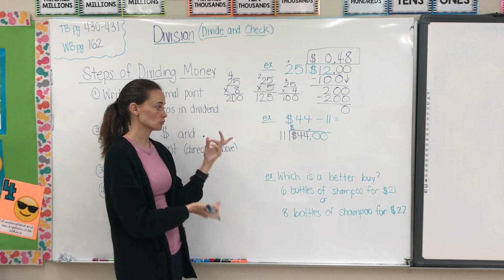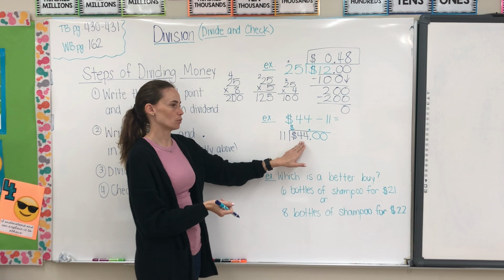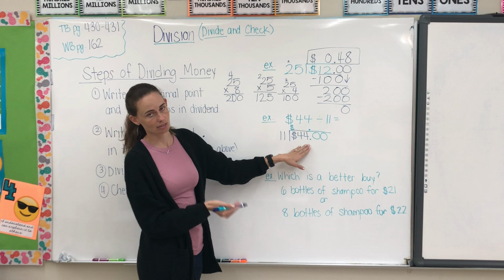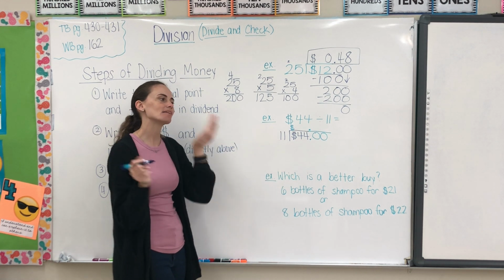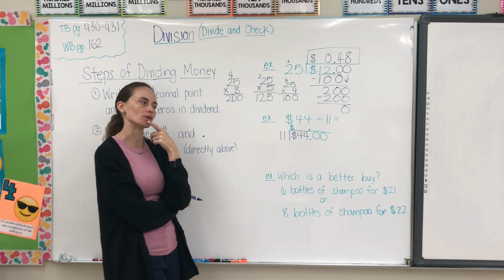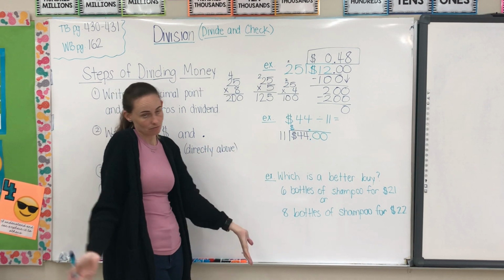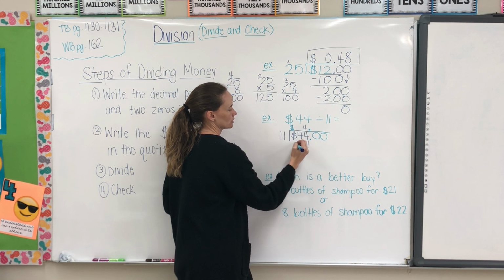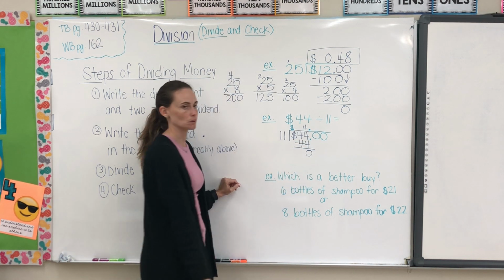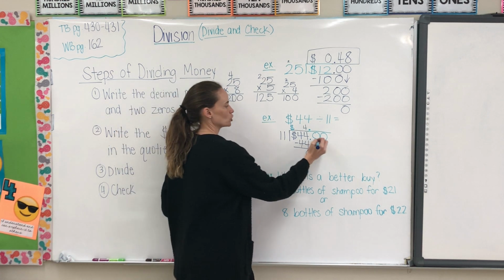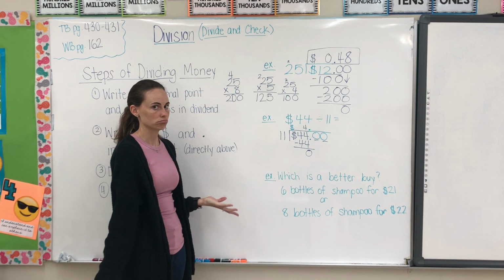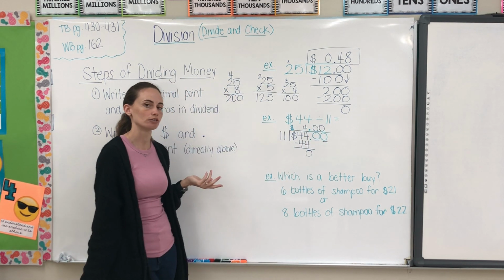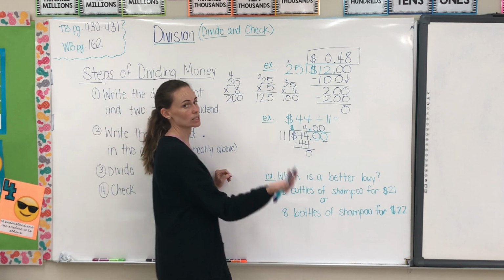okay? So we see, can 11 go into 4? No. Can 11 go into 44? Yes, and evenly. 11 times what gives us 44? That's easy. 4, right? 4 times 11, 44. We subtract, we get 0, right? But what do we do with these 2 zeros? We still have to put them, so we add them to our quotient, $4 and no cents, because it goes in evenly.